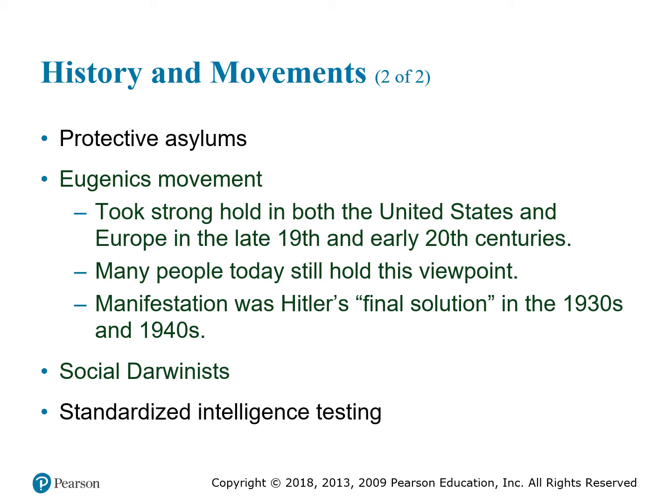One thing we need to be aware of is eugenic movements, which took strong hold in both the United States and Europe in the late 19th century and the early 20th century. And many people today still hold this view. And the manifestation of this was Hitler's final solution in the 1930s and 40s. So please refer to your book about this movement because it's very important to be aware of this, because these thoughts and thinkings about individuals with disabilities are still active today. And then there's also social Darwinism. Please refer to your book on that. But basically, it says that only the strong survive, or the fittest will survive. So people with disabilities may not be within that category.